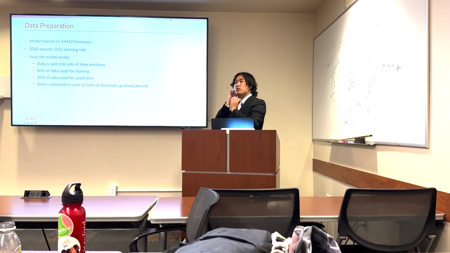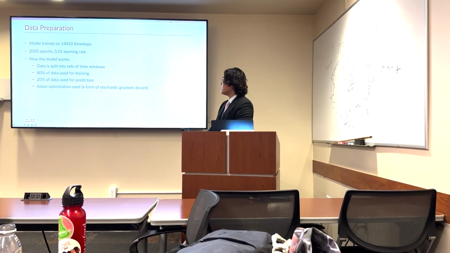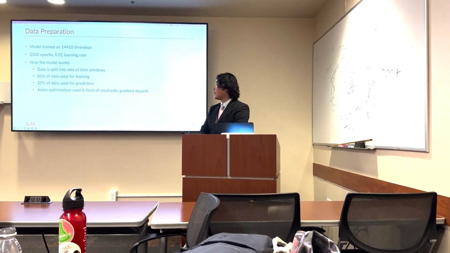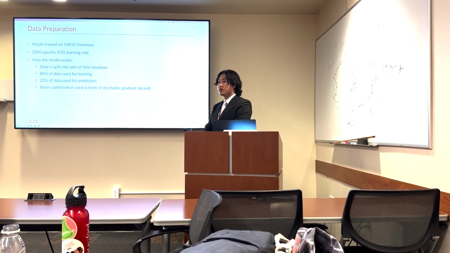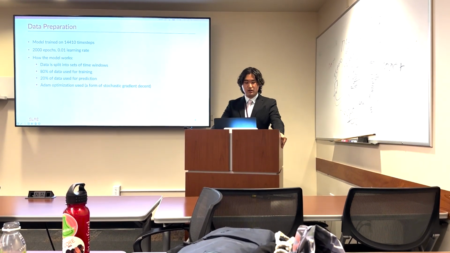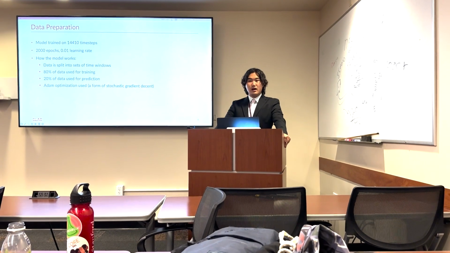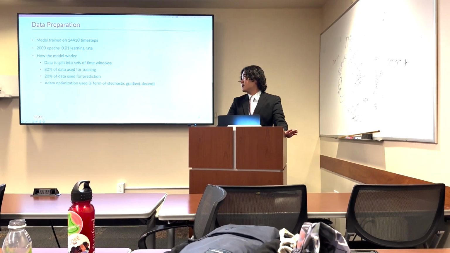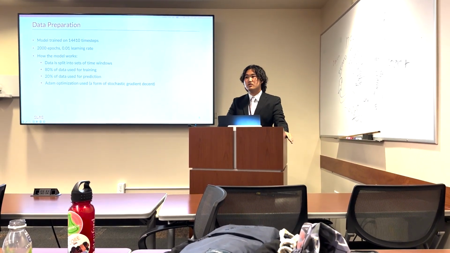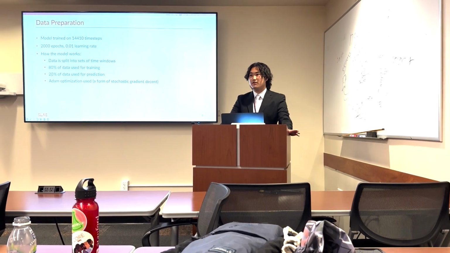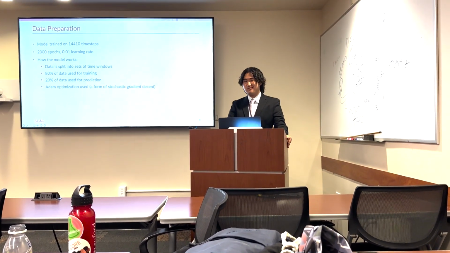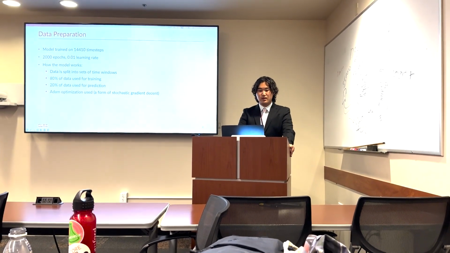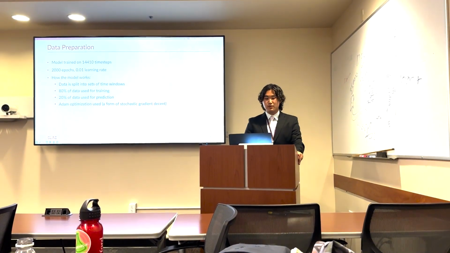So as I mentioned before, we got data from Fermilab, the fast gun, and we modeled on 14,410 time steps, which is a pretty good amount of training data that we had to work with. Just as a side note, we used 2,000 epochs and a 0.01 learning rate. Those are just ML settings that you can adjust; you kind of have to test and play around with them, but that's what we used for this particular data preparation.